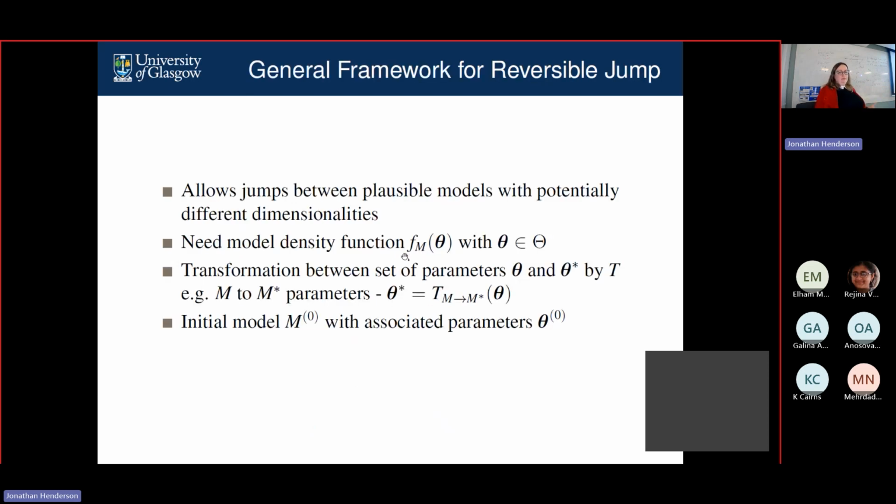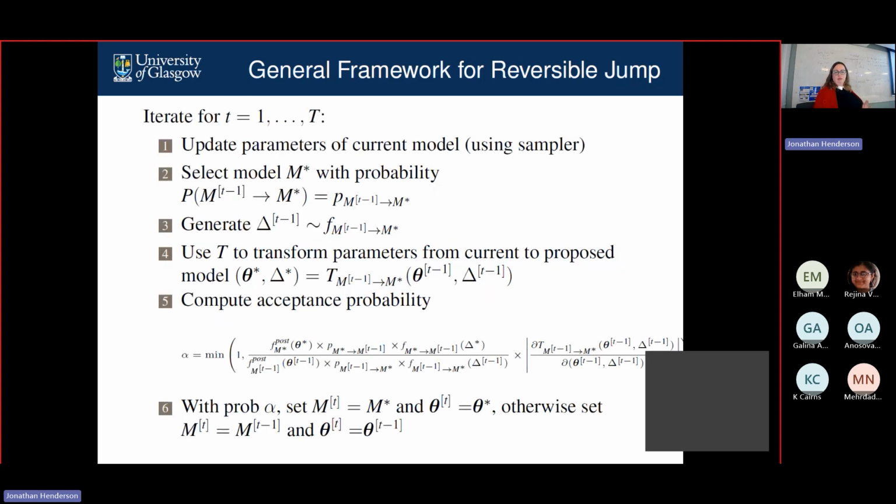In order to be able to do that, we need to be able to model the density. So we have our f_M(θ), which will be our HME here. We need a transformation between a set of parameters between our original model and our new model. So going from θ to θ star for the old model M to the new model M star. And so we need to be able to basically explicitly say how that's done.